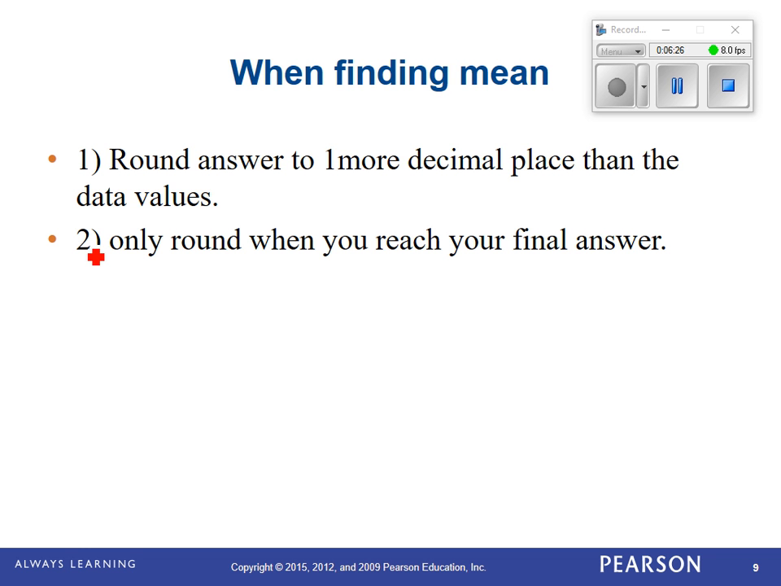When finding the mean, round your answer to one more decimal place than the data values. So if all your data values are like 2, 4, 6, 8, when you find the mean, you go out one place behind the decimal. You go out one extra place every time.